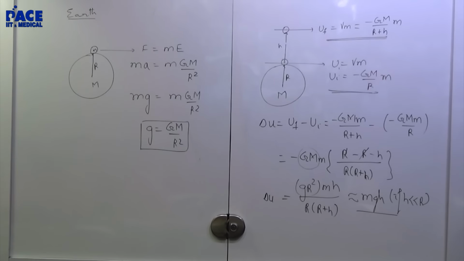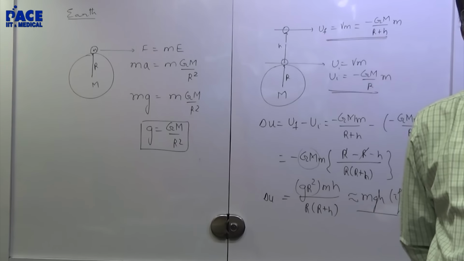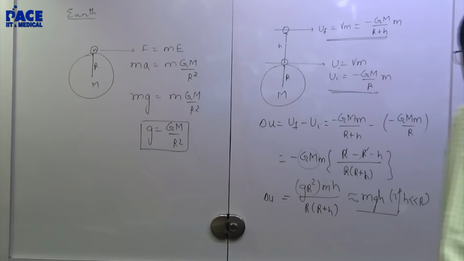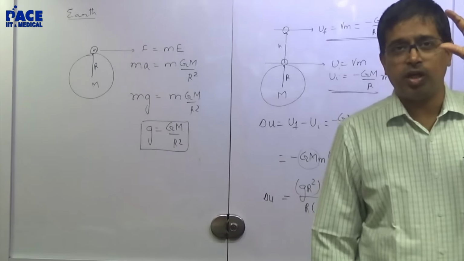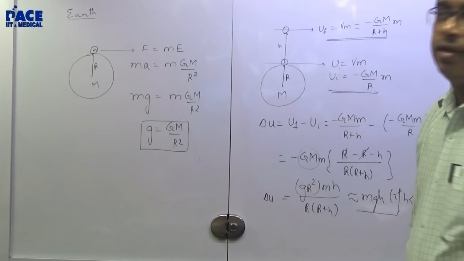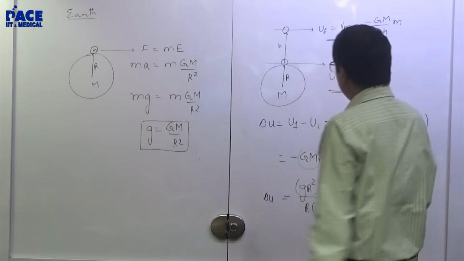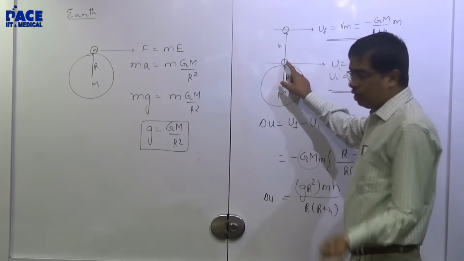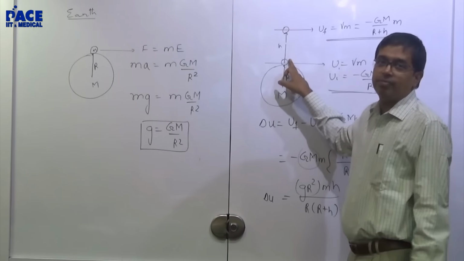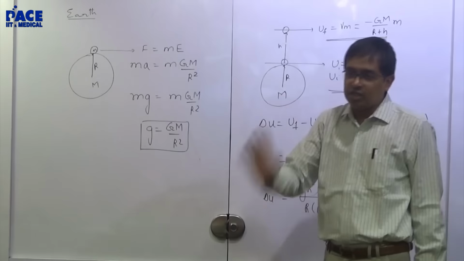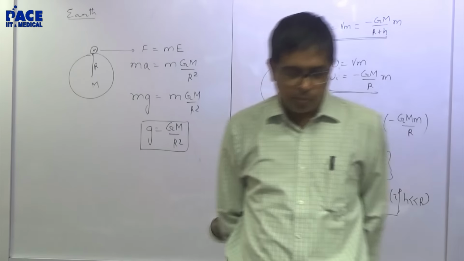Can we call U initial to be the absolute potential? Absolute potential is never defined. Always potential difference is defined. So there is nothing called absolute potential. If you are telling me the potential at this point, you are telling me the work done in moving a unit mass from infinity to this point. So absolute potential is never defined. It is always potential difference.